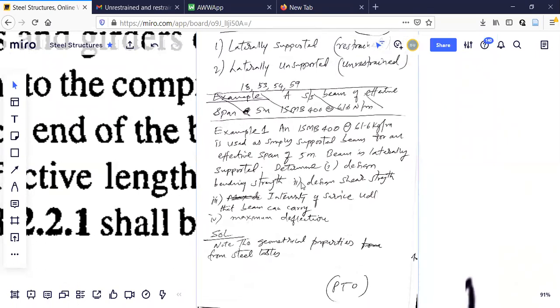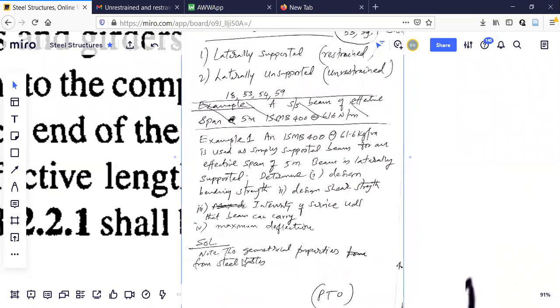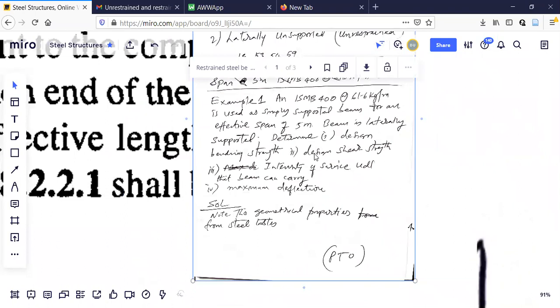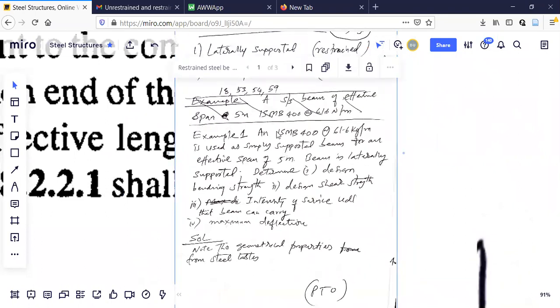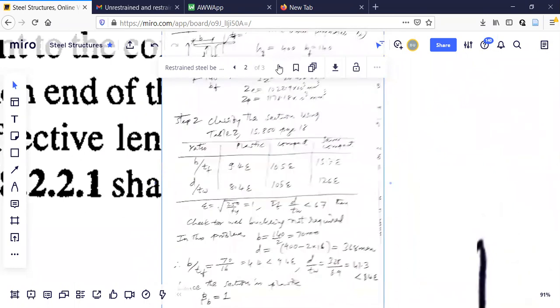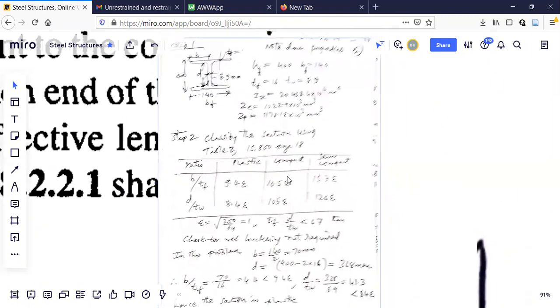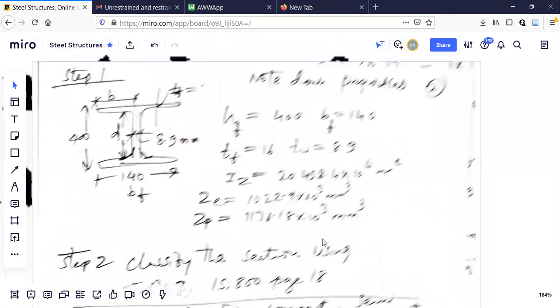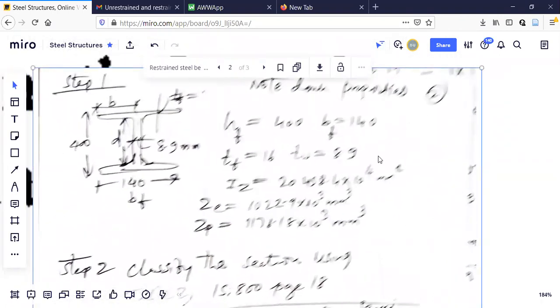Step number 1 is, see this one. I'll go to the next page. Solution is here. First step is you should open that particular section in the steel table and note down the geometrical properties of that, the properties which are required for solving this problem. I'll go to the second page. The properties are noted here. Step 1, note down the properties.